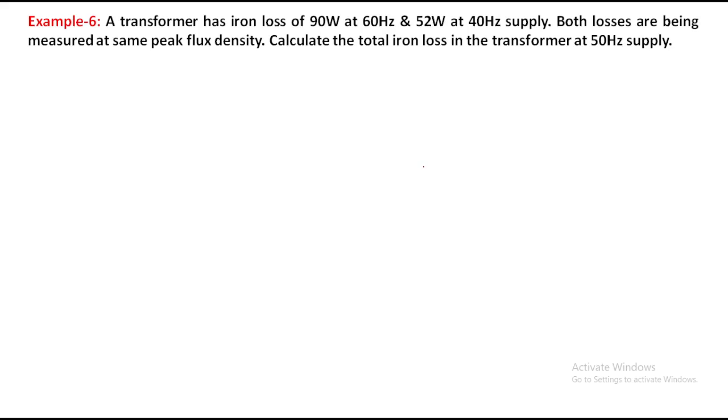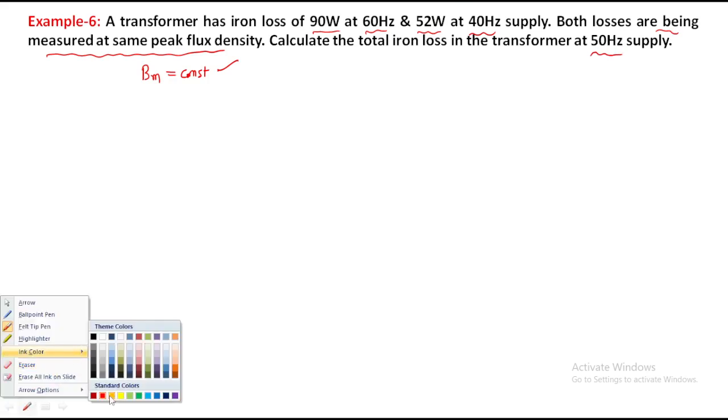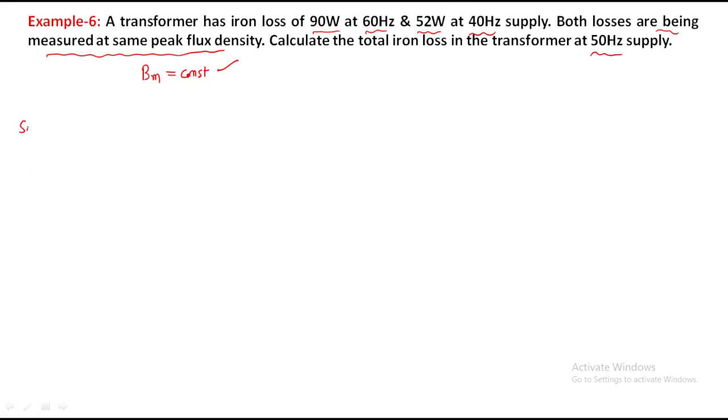Next problem. A transformer has iron loss of 90 watts at 60 hertz and 52 watts at 40 hertz. Both losses are measured at the same flux density, that is, B max is constant. He provided that B max is constant, that is case 1. Calculate the total iron loss in the transformer at 50 hertz. We all know that if B max is constant, obviously whether it is hysteresis loss or eddy current loss, both are proportional to frequency only, right?